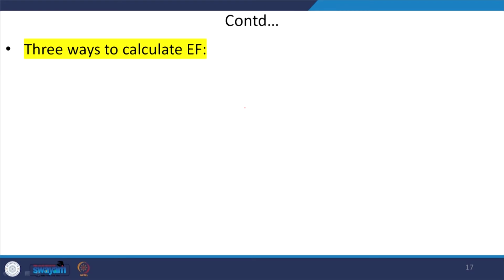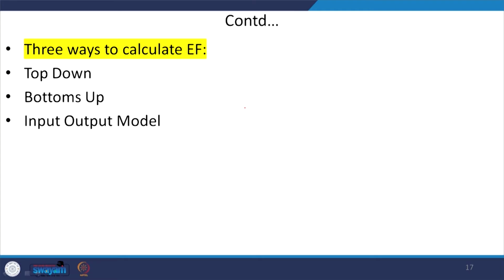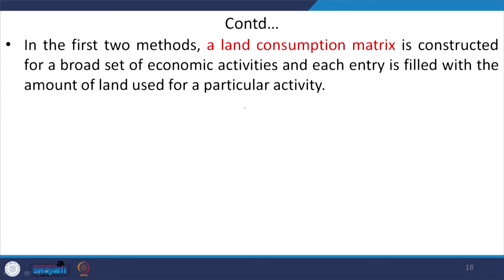So, how to calculate this ecological footprint? After understanding this, these are the assumptions we are taking into account for calculating the ecological footprint. Literature generally gives us 3 different methods to calculate the ecological footprint. The first one is the top down method, the second one is the bottom up method, and the last one is input output models. So, what are these?